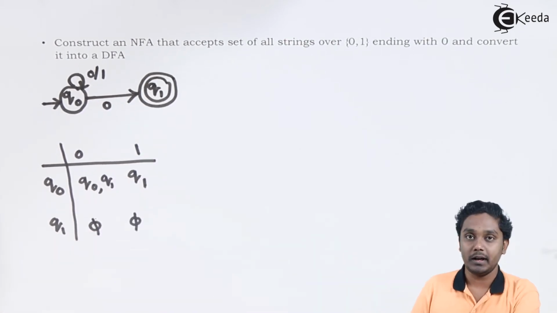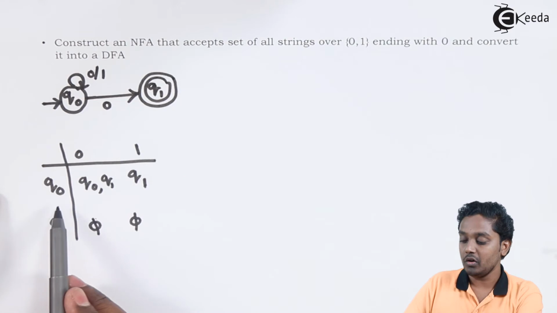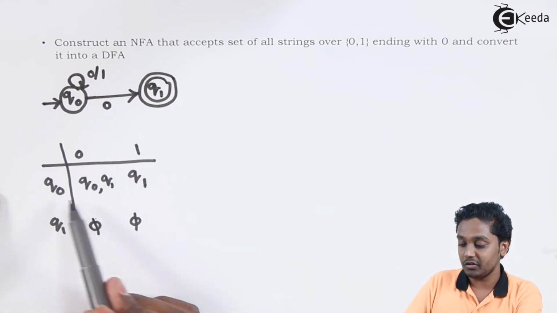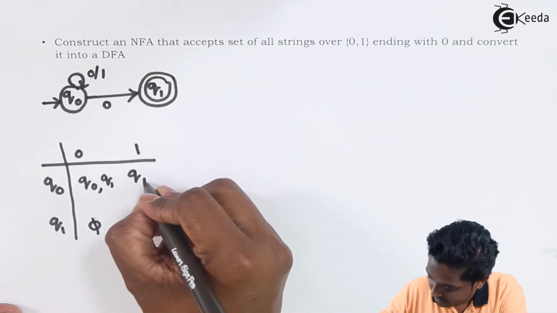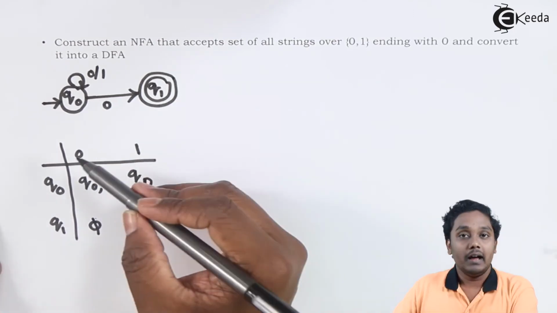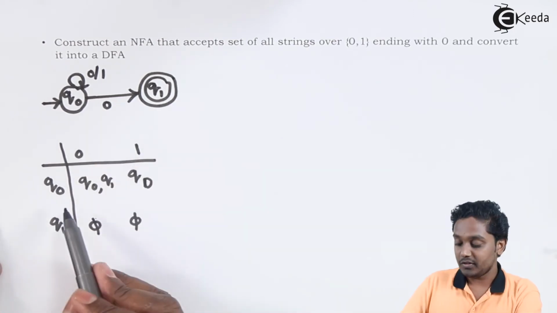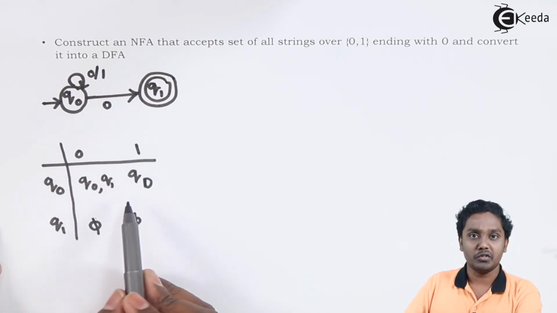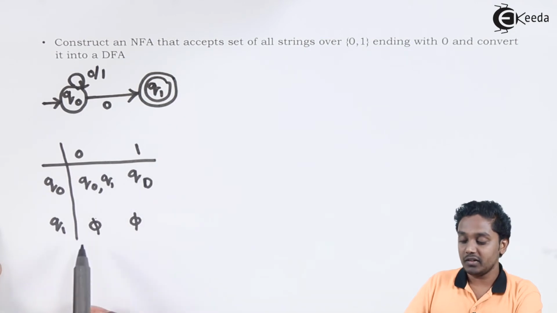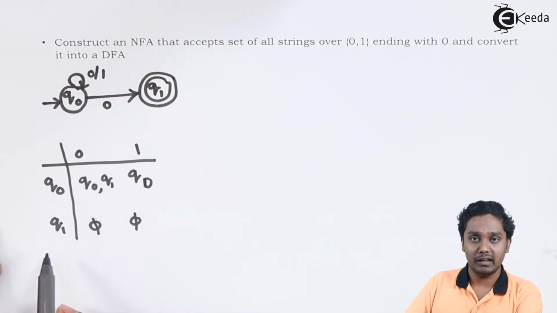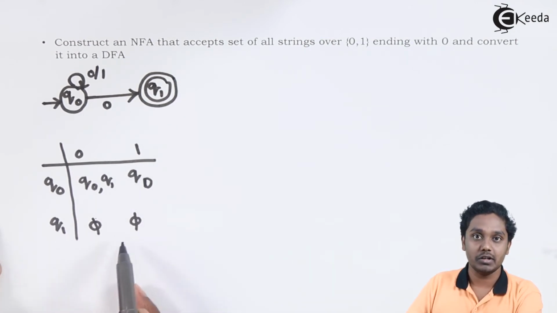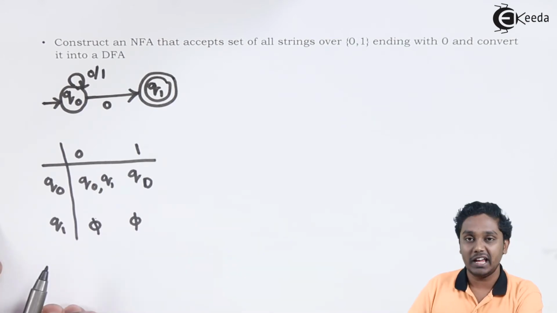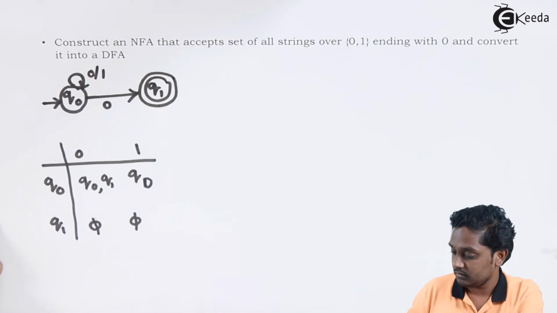As we can see from the diagram, Q0 has a transition to both Q0 and Q1 on symbol 0, and it has a transition to Q0 on symbol 1. Similarly, Q1 has no transition, and hence both symbols will lead to a dead state on encountering Q1. Now let us transform the NFA table to a DFA table.